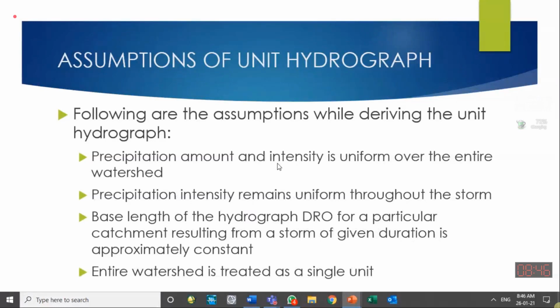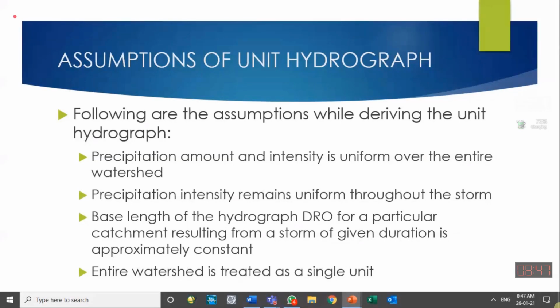So these are some of the assumptions. Precipitation amount and intensity are uniform over the entire watershed. Precipitation intensity remains uniform throughout the storm. The base length of the hydrograph, DRO, for a particular catchment resulting from a storm of the given duration is approximately constant. If today we have a storm of 3 hours, and after 1 month another 3-hour storm occurs, another in July, another sometime in a year or in some other year, we are assuming that the DRO hydrograph generated by these 3-hour storms will have the same base length.